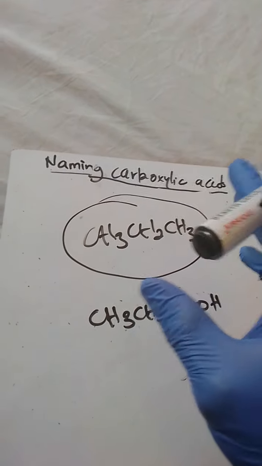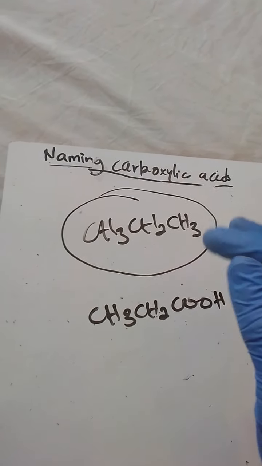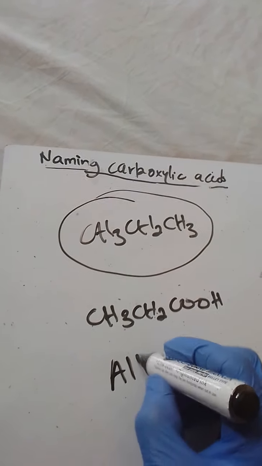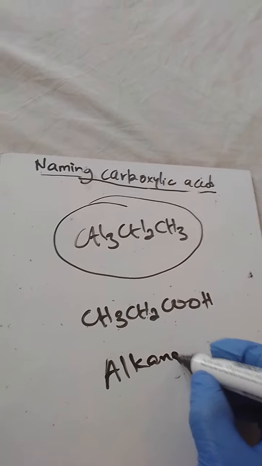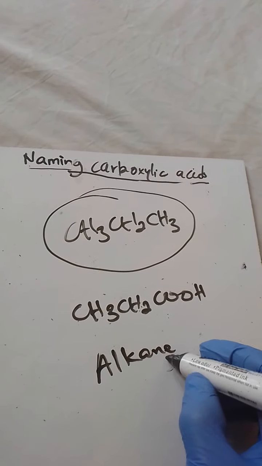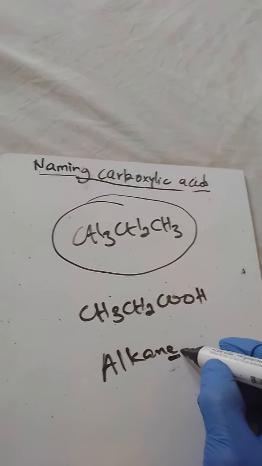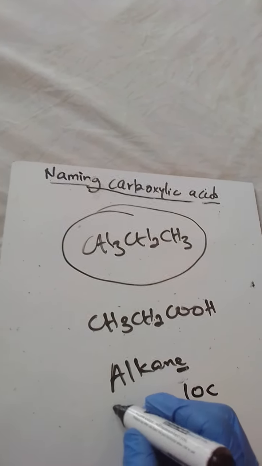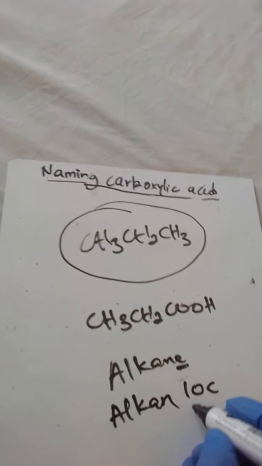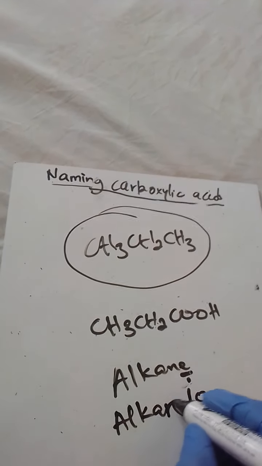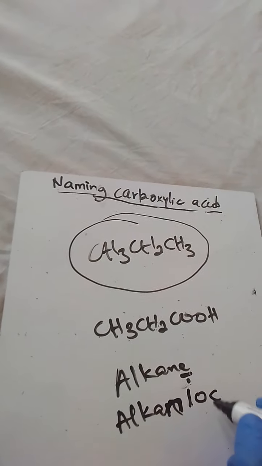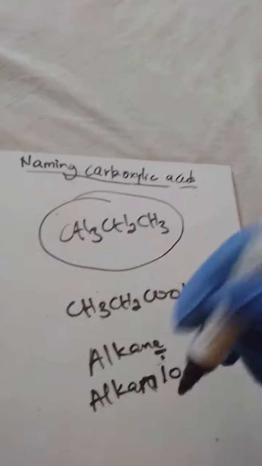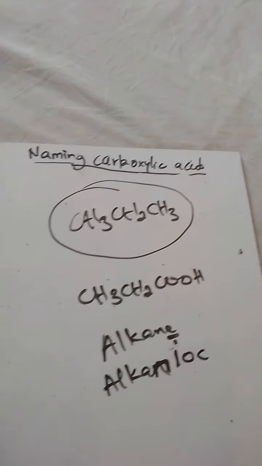In naming carboxylic acid, it's just like removing the final E of the corresponding alkane group and replacing it by OIC. So this one becomes alkanoic acid. So carboxylic acids are also called alkanoic acids because they are formed by just removing the final E of the corresponding alkane and replacing it by OIC, alkanoic acid.